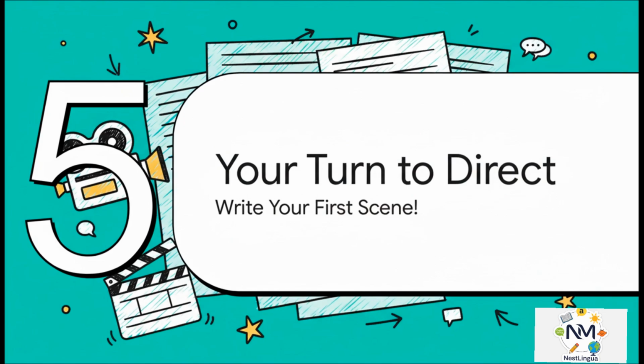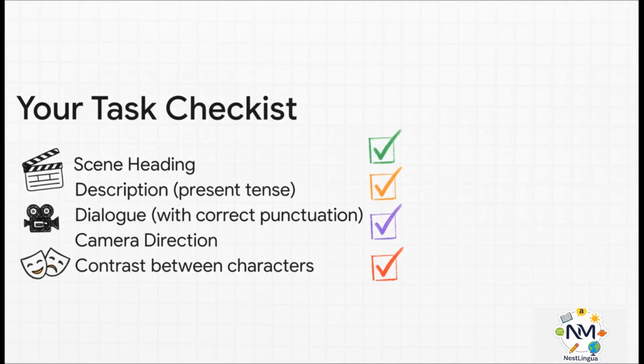Okay, it's your turn to take the director's chair. You now have all the tools and the secret language you need to write your very first incredible movie scene. And here's your checklist for success. Make sure your scene includes a proper scene heading, a vivid description written in the present tense, sharp dialogue for your characters, at least one camera direction, and a really clear contrast between your hero and your villain.